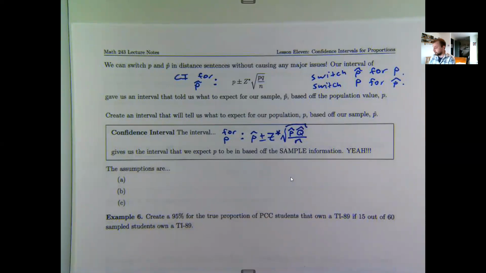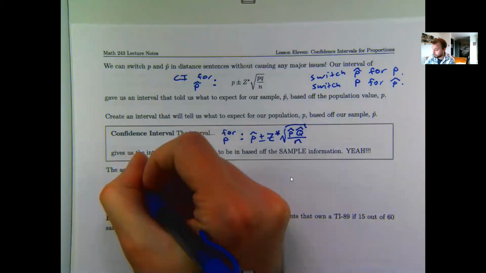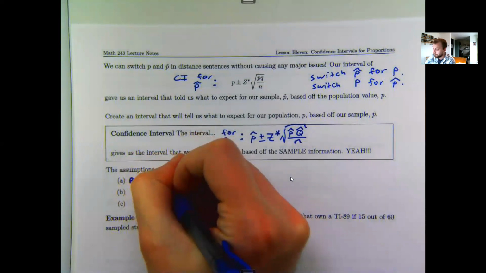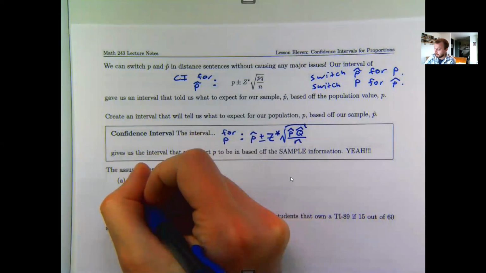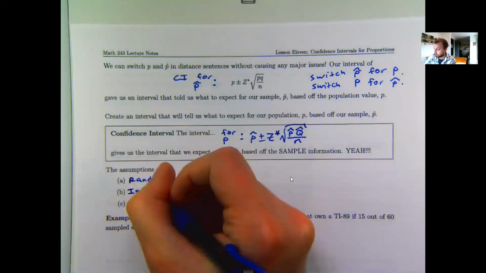There are 3 assumptions for using this model. First one is I have a random sample. Next one is that I have independence between trials, or the 10% rule.